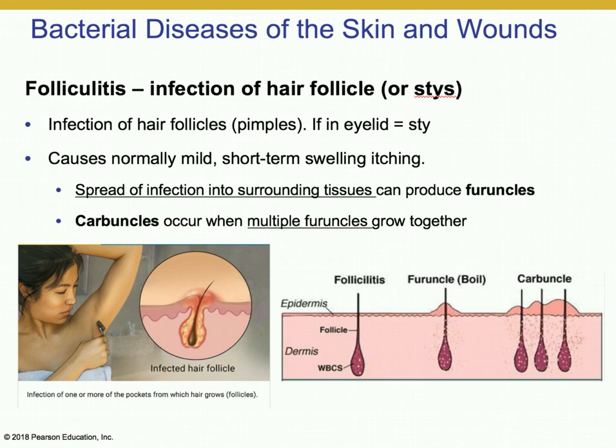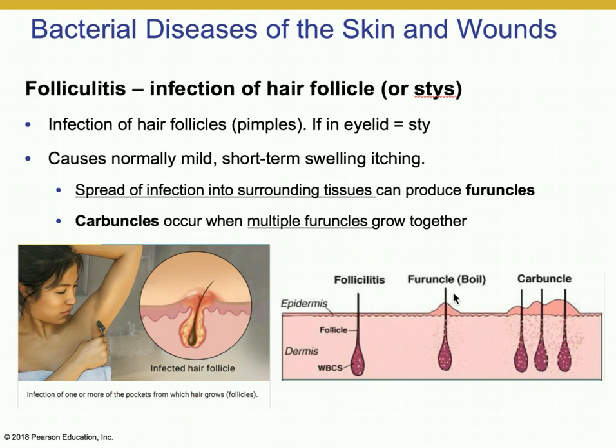The simplest type of skin infection is folliculitis, simply inflammation of the hair follicle, which causes pimples on the skin or styes if it occurs on the eyelids. Now normally these resolve quickly, as you're probably aware. White blood cells are able to infiltrate the infected follicle to clear the infection, although in some cases the infection can spread to form boils or even larger raised lesions called carbuncles.